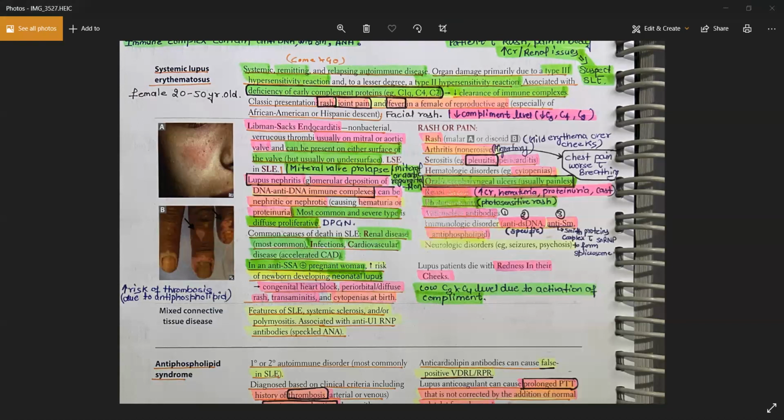Either you can get a discoid type of rash or you can get a malar rash, right? Most commonly, it would be the malar rash. Sometimes you can get a discoid rash also.